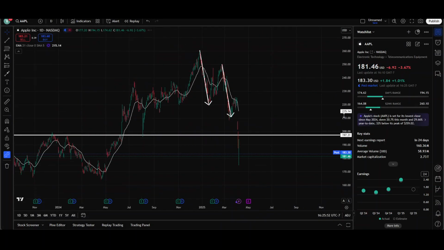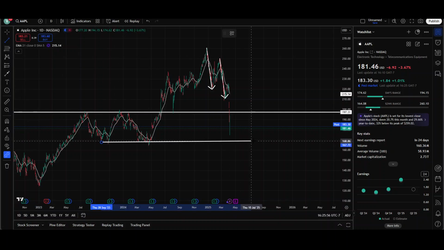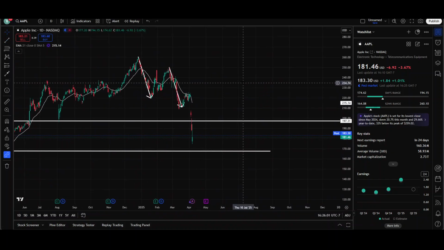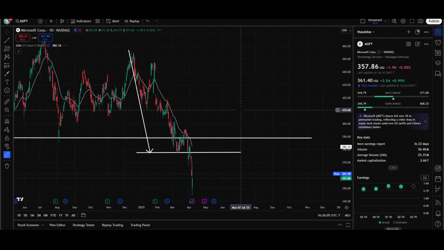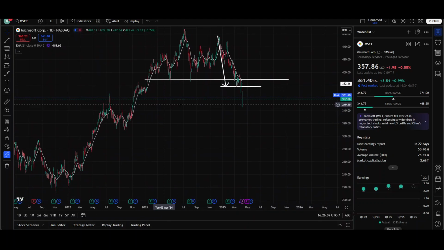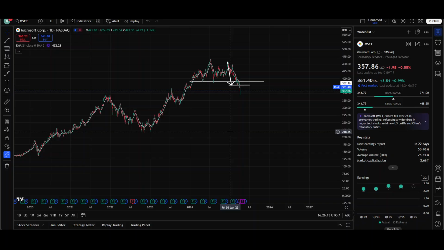Let's take a look at Apple. Well, Apple is nearing support. You can see there's support right about here. It's near it, so it could go a little bit lower. Let me take a look at Microsoft. It's not really near support, but maybe there's a trend line in play. But either way, let's take a look at the SPY.